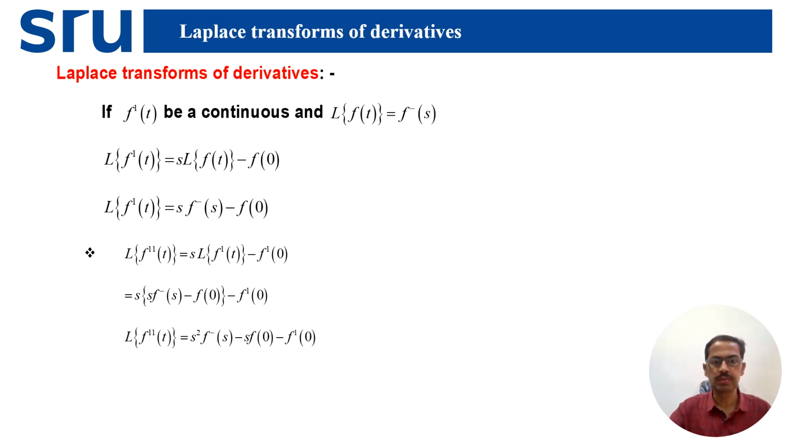Just go to this. You know the Laplace transform of derivatives. We already discussed it in previous lectures. The Laplace transform of the first order derivative is s into Laplace transform of f of t minus f of 0. Or you may write, s into f bar of s minus f of 0, where f bar of s is the Laplace transform of f of t. Similarly, the second order derivative is s square into f bar of s minus s into f of 0 minus f dash of 0.